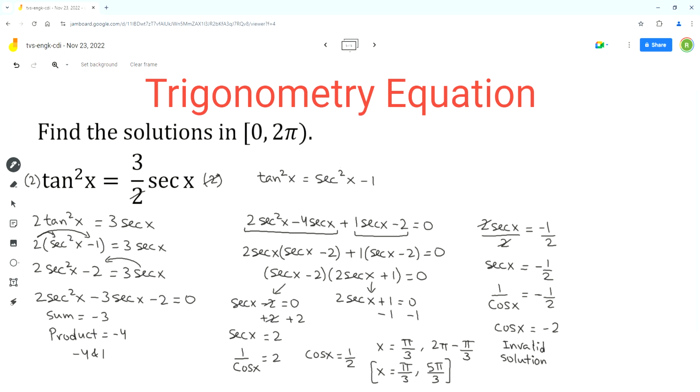So that means the given equation has only two solutions, x equals pi over 3 and x equals 5 pi over 3 in the given interval. So this should be the final answer for this problem. So these are the steps you have to keep in mind to solve a problem like this one.